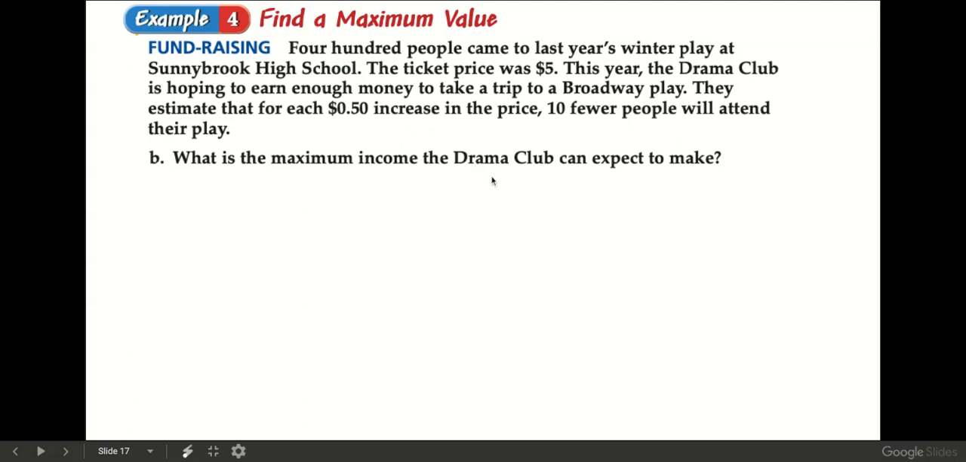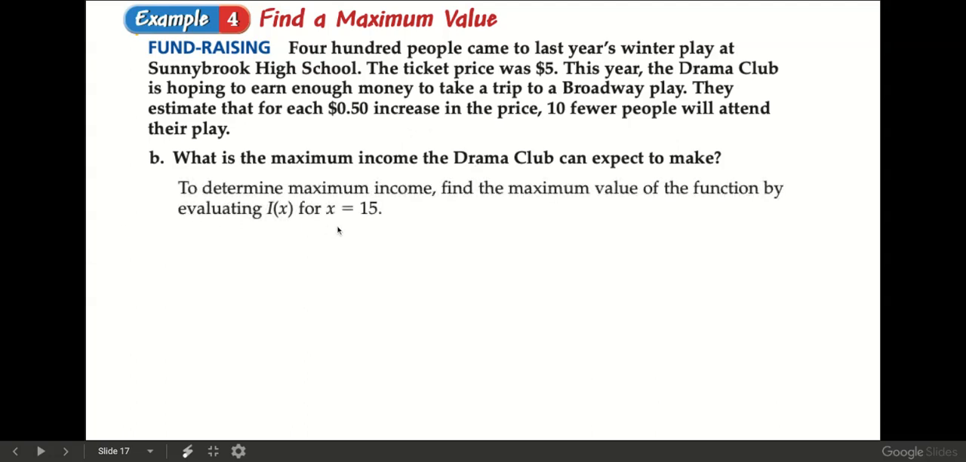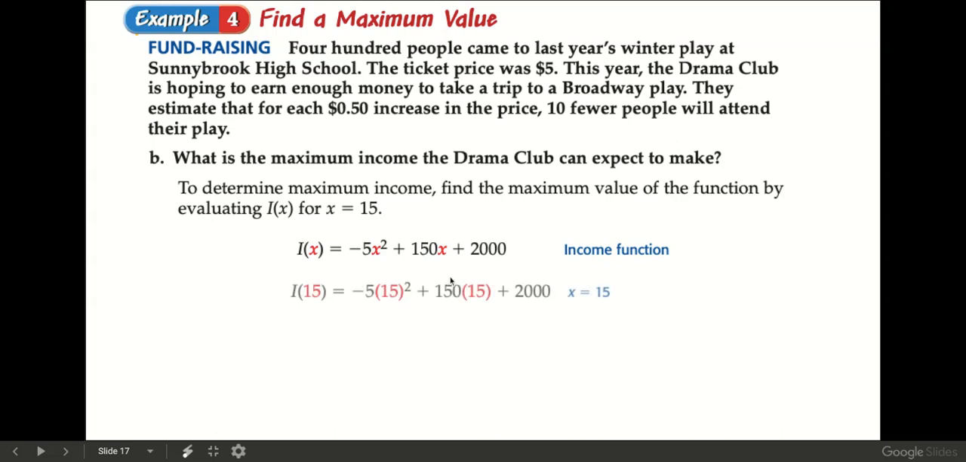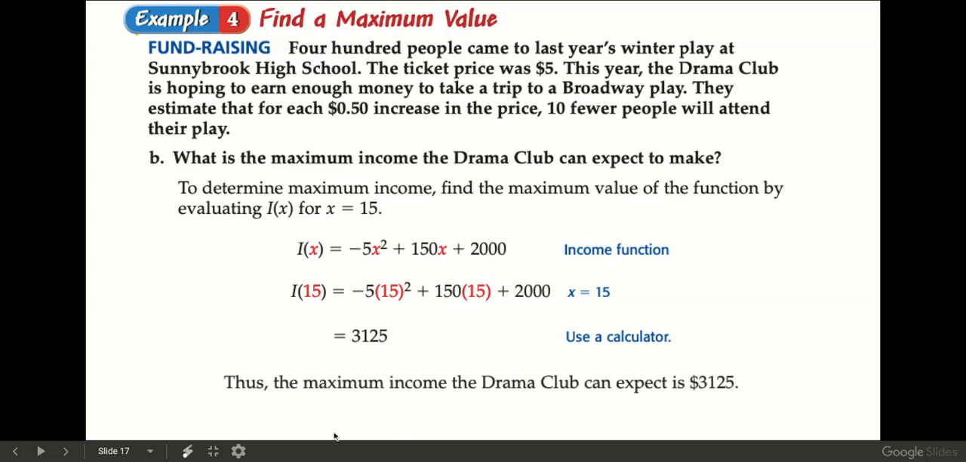So what is the maximum income the drama club can expect to make? To determine the maximum income, we have to find the y coordinate, or the output of the function, by evaluating it for x equals 15. So here's our income function. We substitute x, put 15 in its place, and then evaluate 15 squared times negative 5, and 150 times 15. When we calculate that out, it's going to be 3,125. So thus, the maximum income the drama club can make based off those ticket increases is $3,125.